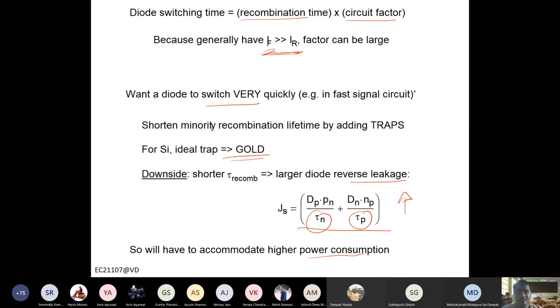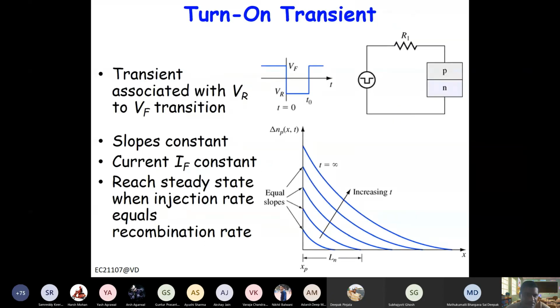So now let us see the turn on transient. Turn on transient is fairly simple, because here you have to basically supply the carriers, right? So you basically change from reverse bias to forward bias, and because the forward current is more or less constant, the slope also remains constant and the charge keeps increasing till it reaches the steady state.